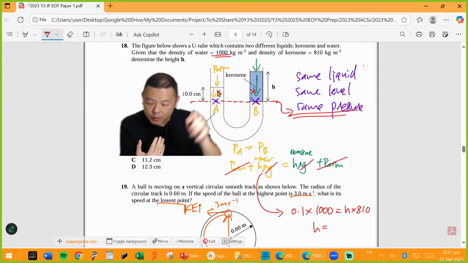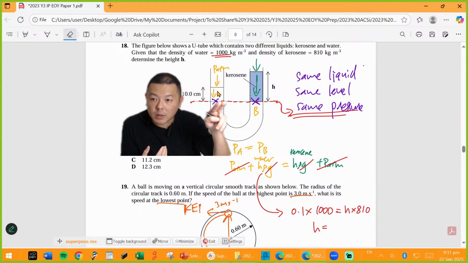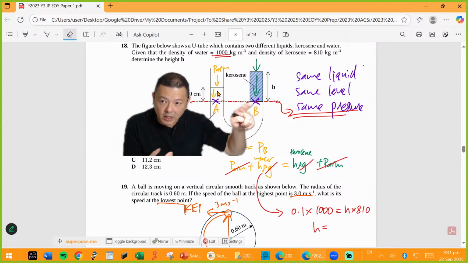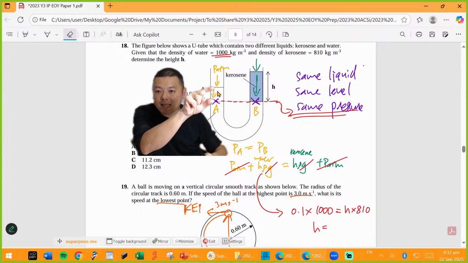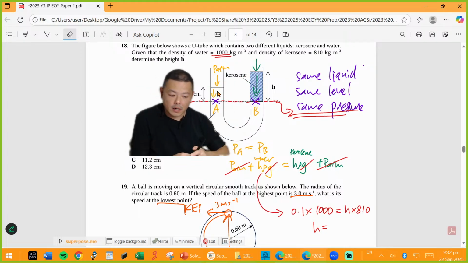But we choose this level. We choose the ones at the bottom here, the purple ones, where my finger is, down here. We choose these 2 points because they are the same liquid. They're water, and on this side, that's the top surface of the water. So it's still the same liquid, and they are at the same level, so they have the same pressure. Then we see what's above these 2 points. On one side is 10 cm of water, on the other side is H cm of kerosene. Okay, so there you go.